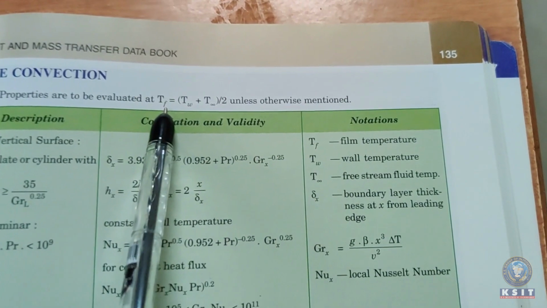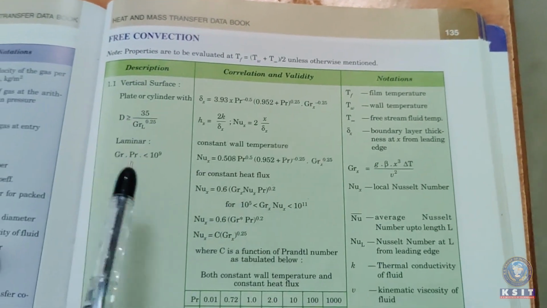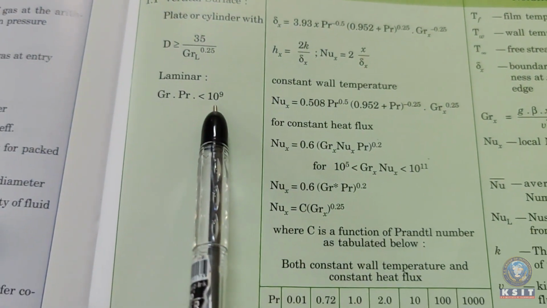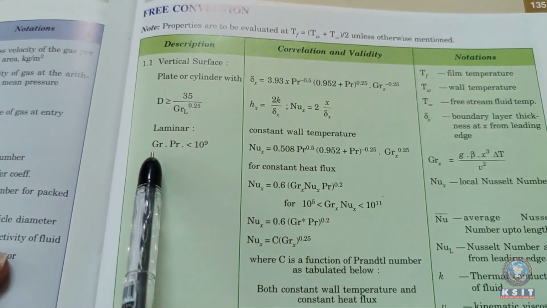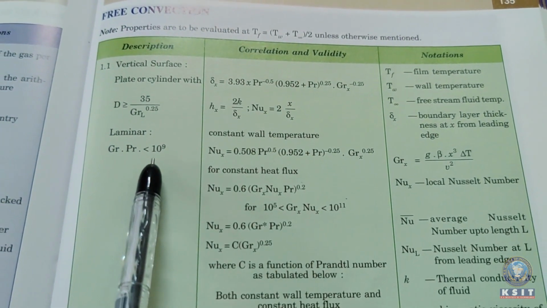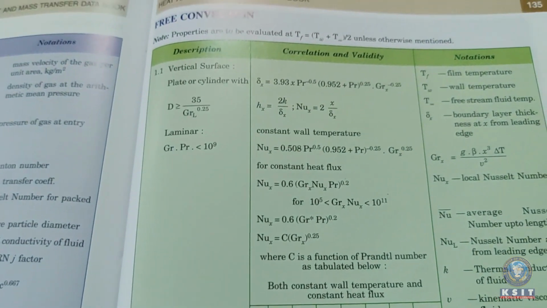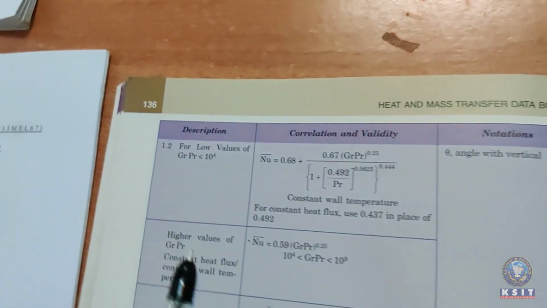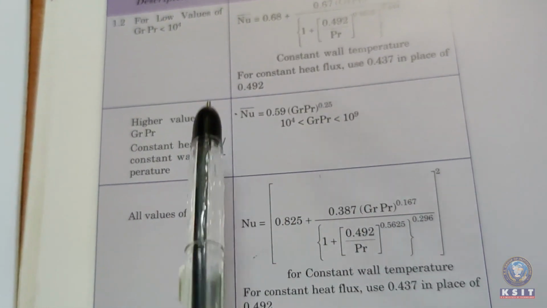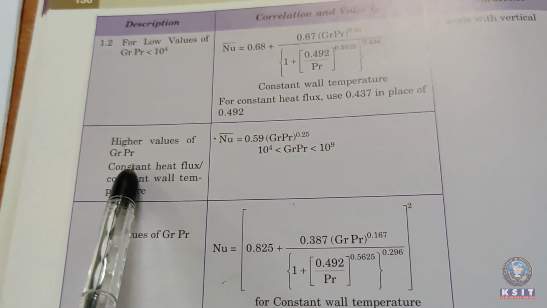This is the temperature what we have noted. So vertical surface is what we are supposed to consider. These correlations are suitable for GrPr less than 10 to the power of 9, that is laminar. So find out the product of GrPr, Grashof number into Prandtl number. If it is less than 10 to the power of 9, use this correlation. From the previous experience, GrPr will be a higher value. So we can use this correlation for higher values of GrPr.